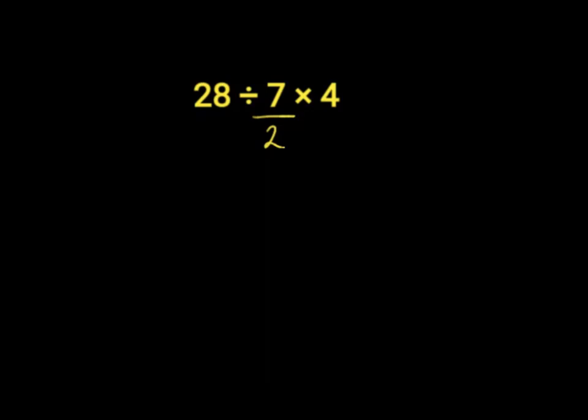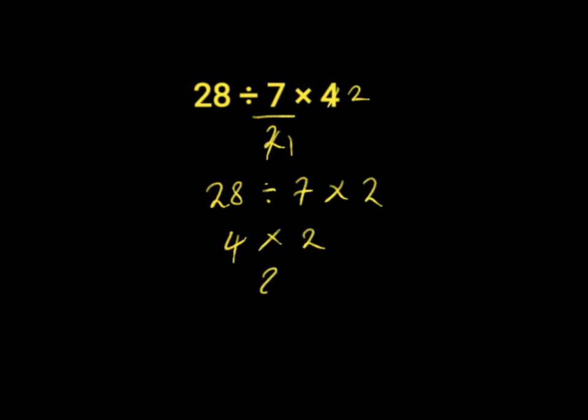28 divided by 7 over 2 times 4. 2 into here 1, 2 into 4, 2. Then we have 28 divided by 7 times 2. 28 divided by 7 will give us 4. Then we have 4 times 2. 4 times 2 is equal to 8.